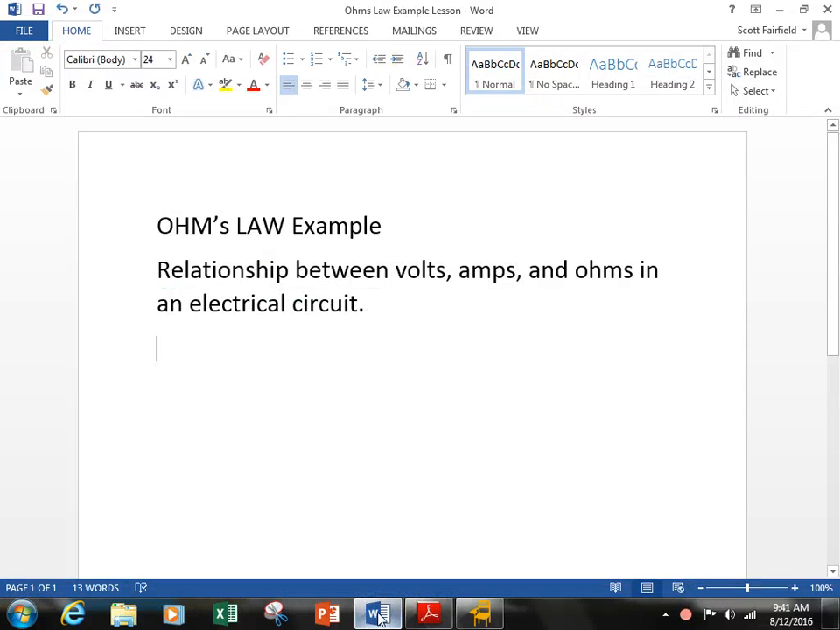Okay, we want to go through a demonstration today in electrical wiring class for construction on Ohm's law. In this lesson, we're showing the mathematical relationship between volts, amps, and ohms in an electrical circuit, how they're set up. And quite simply, voltage or volts is electrical pressure.